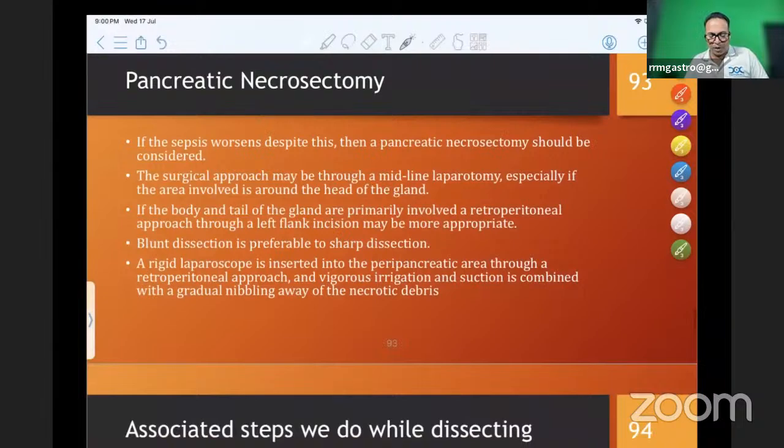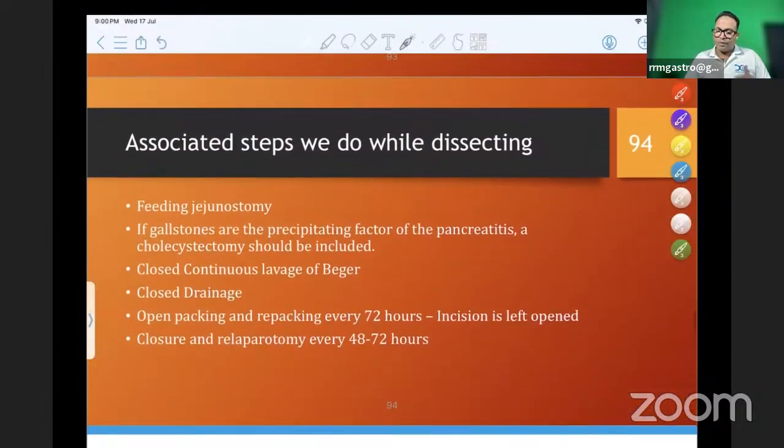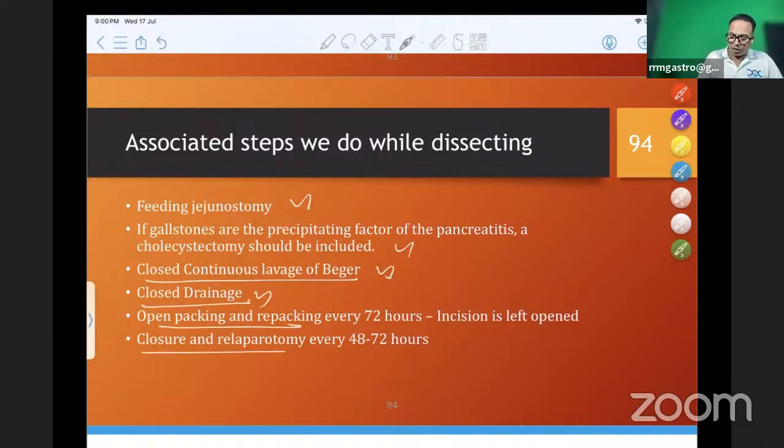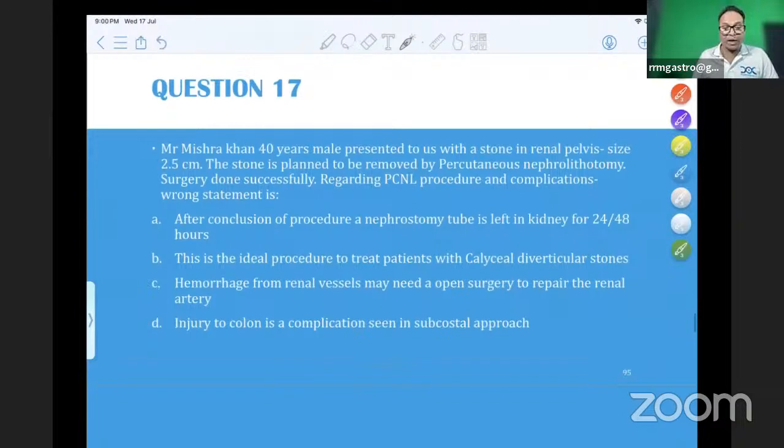So just have an idea about necrosectomy. When I am doing a necrosectomy, simultaneously I will do a feeding jejunostomy. If there is a gallstone, I will do a cholecystectomy, or I will do a closed continuous lavage, closed drainage, open drainage, or closure and re-laparotomy every 72 hours. All these are various options available for pancreatic necrosis.